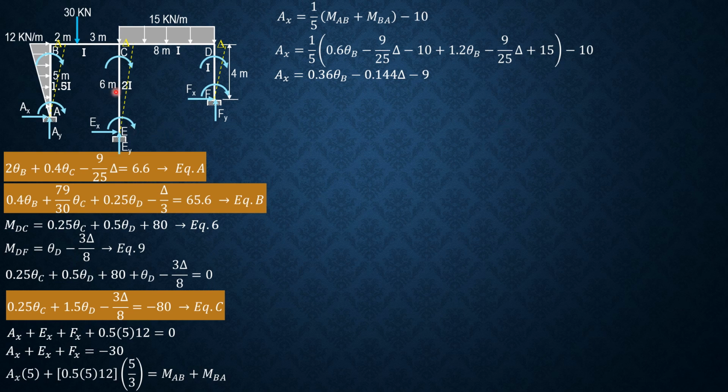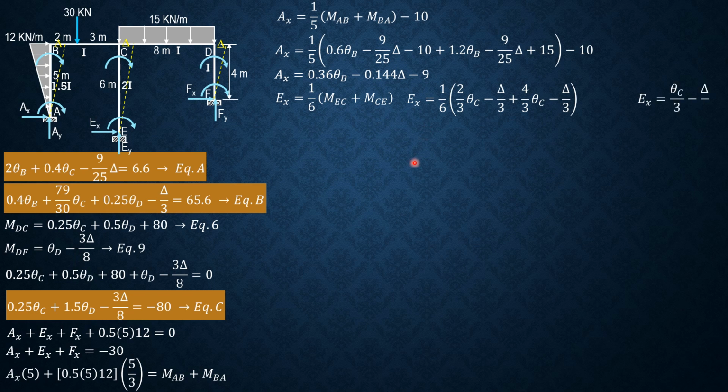Then for this column here, summation of moment about C equals 0, EX times 6 equals MEC plus MCE. Therefore, EX is 1/6 of the quantity MEC plus MCE. Substitute the values of MEC and MCE. So EX is 1/6 of the quantity 2/3 theta C minus delta over 3 plus 4/3 theta C minus delta over 3. Simplifying, EX equals theta C over 3 minus delta over 9.